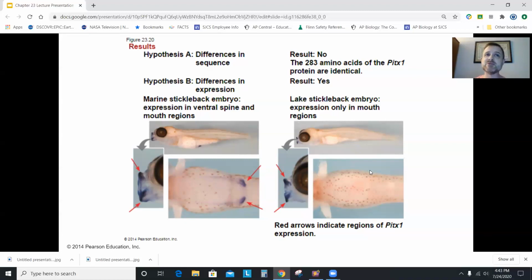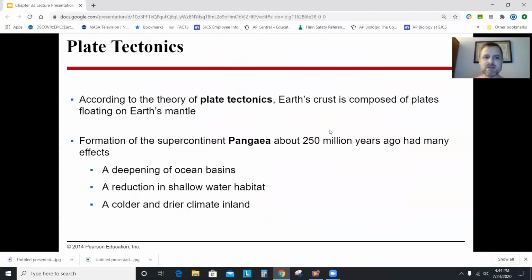You could just have a mutation in the regulatory switch that turns the gene off. So again, minor changes can have huge differences in phenotype. So, quick word, you discussed Pangaea back in middle school. We need to briefly discuss Pangaea because it leads to some stuff about speciation.